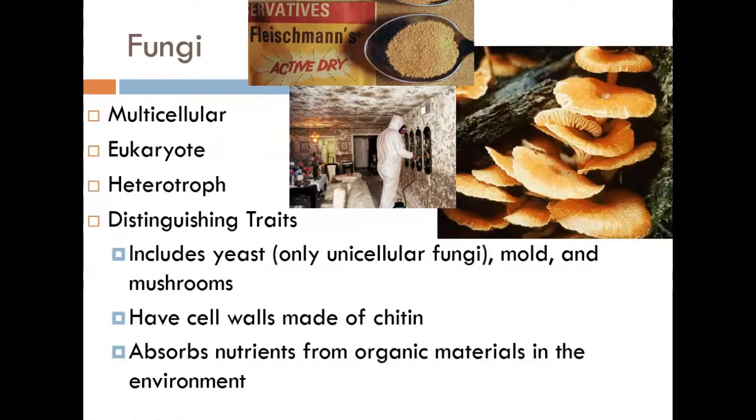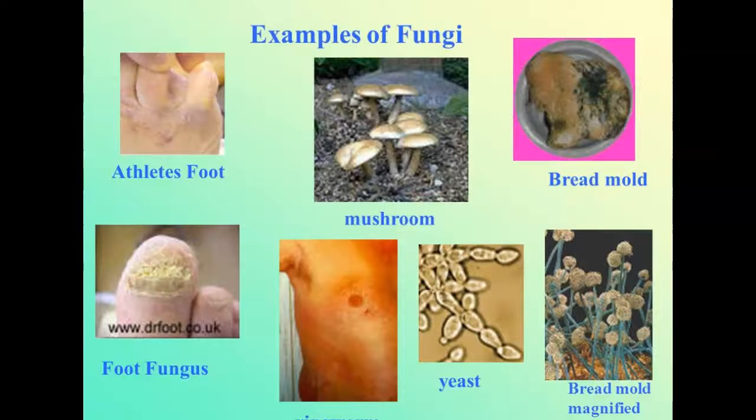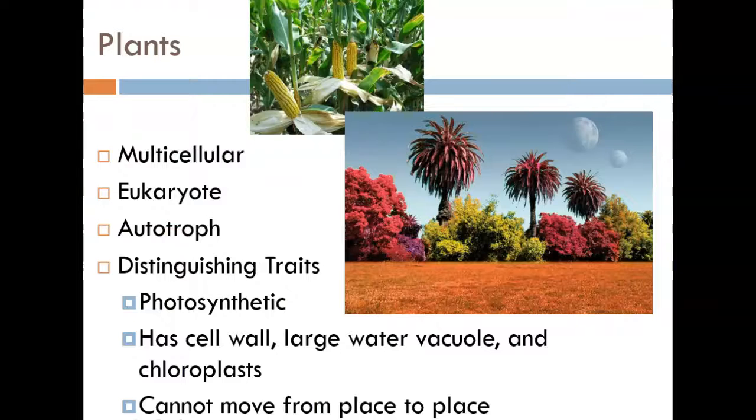Fungi, like we said, are multicellular eukaryotes. They're consumers. Yeast is a fungi. These mushrooms are fungi. They absorb nutrients from dead organic material. This is all examples of fungi. Yeast, bread mold, mushrooms, athlete's foot.